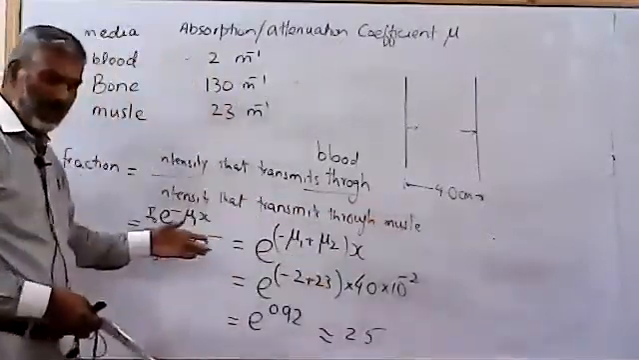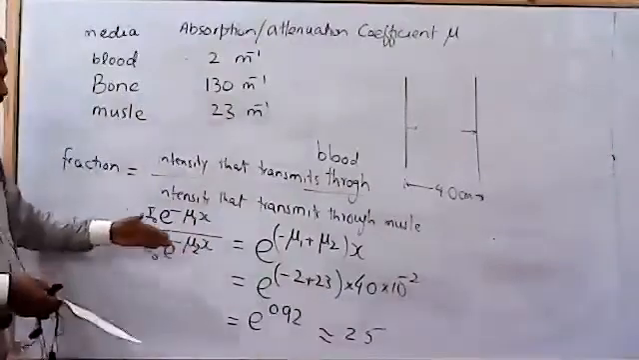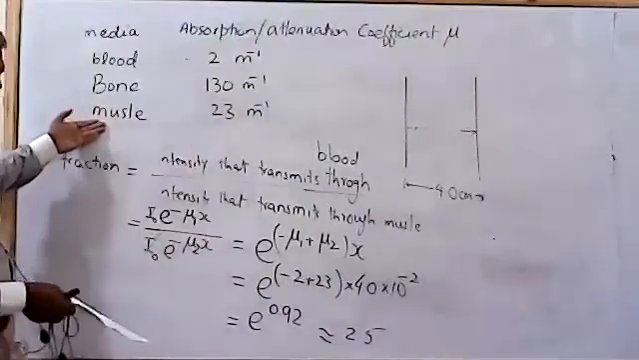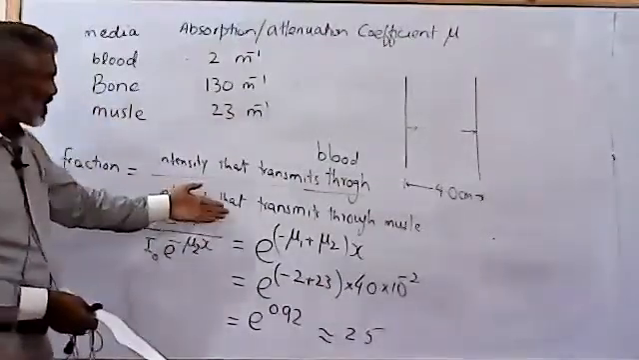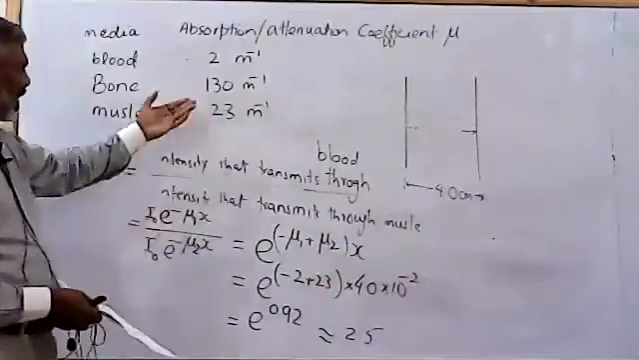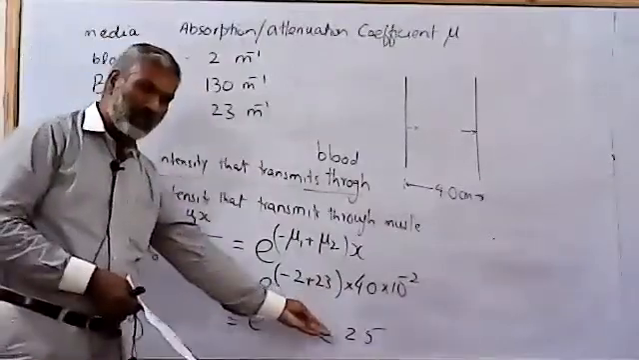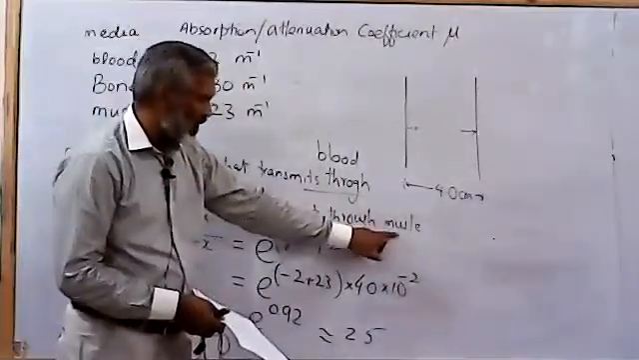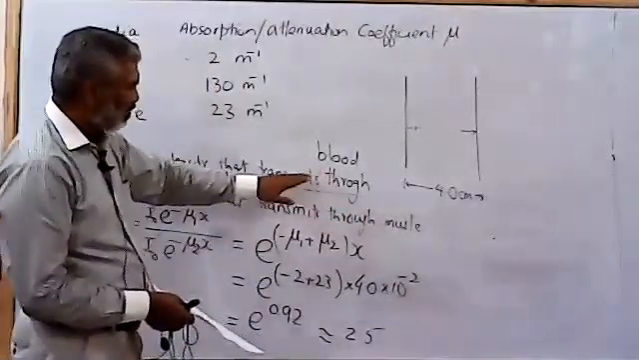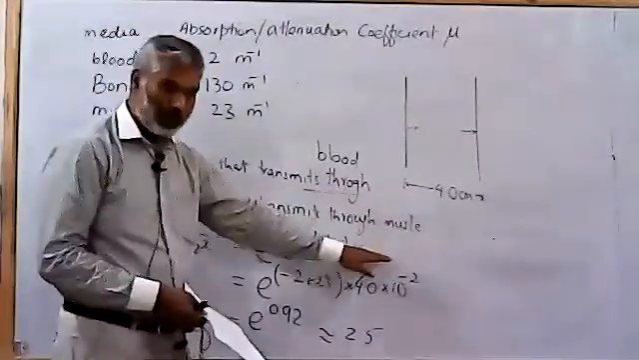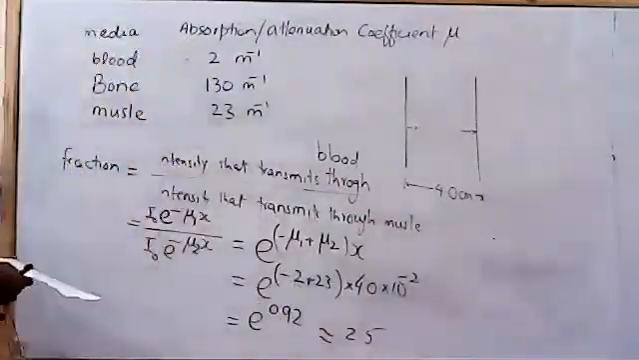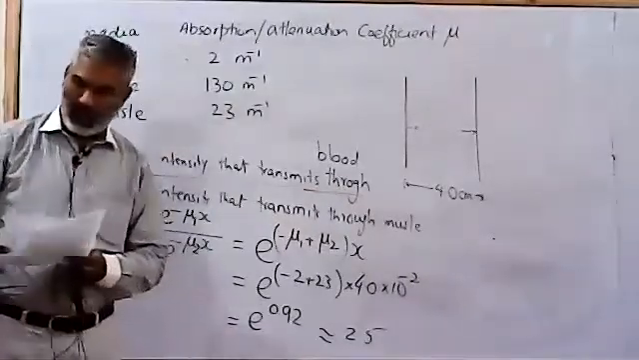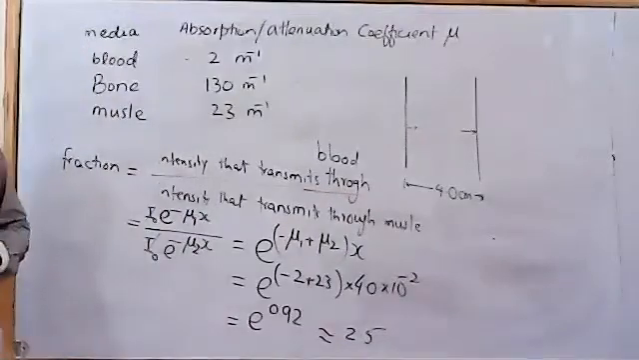And a similar fraction is expected if we have the intensity that transmits through muscle to the intensity that transmits through bone. Again, that will be a much larger number than this, if I write muscle here and bone here, or blood here and bone here. So a much larger number is expected using the same logic. So this is all from the point of view of discussion.